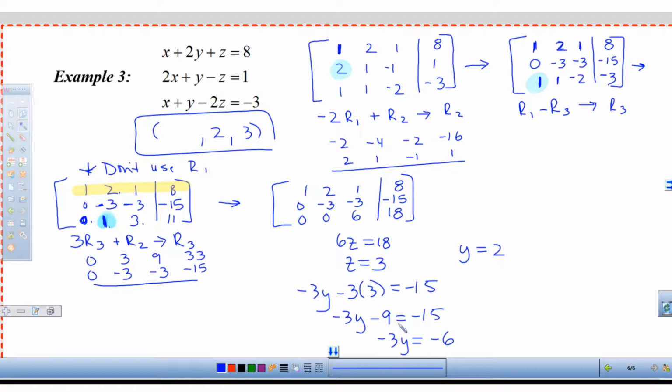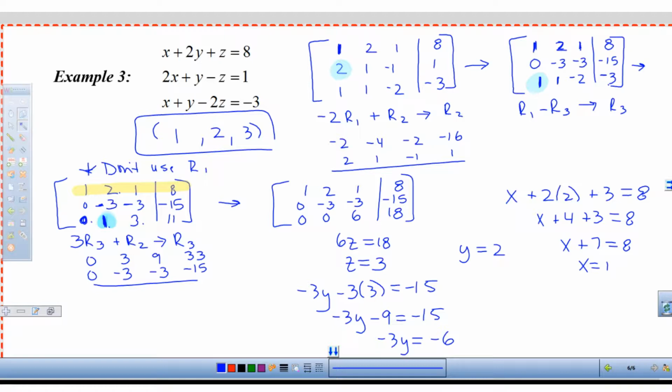Go up to the top. x, which is just 1x, plus 2 times y, that's 2 times 2, plus z, which is a 3, is equal to 8. So this is x plus 4 plus 3 equals 8. That's x plus 7 equals 8. That gives you x equals 1, and your answer is 1, 2, 3.